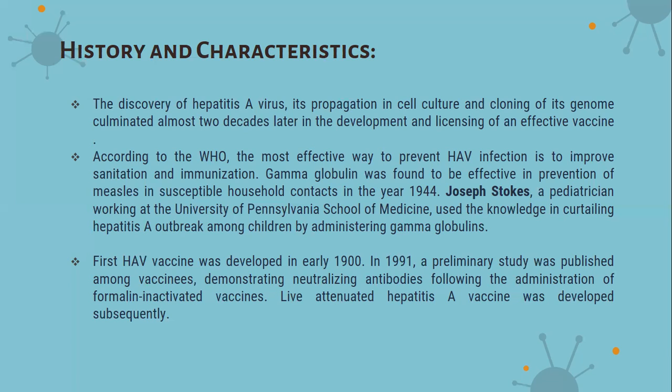So the first hepatitis A virus vaccine was developed in early 1990. So matagal na pala siyang na-develop. In 1991, a preliminary study was published among vaccinees demonstrating neutralizing antibodies following the administration of formalin-inactivated vaccines. Live attenuated hepatitis A vaccine was developed subsequently. Okay, so next please.